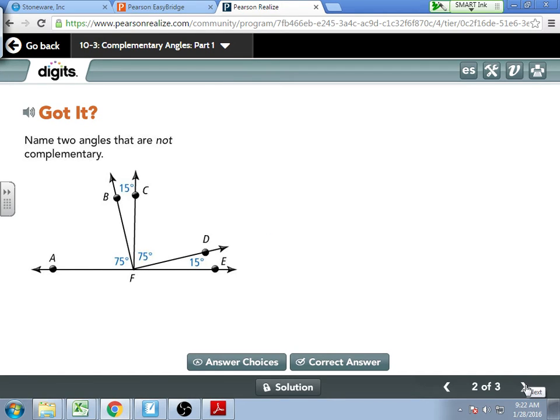So, two angles that are not complementary here. Name two angles that are not. Now, remember, you have to name them with the 3-point naming. We'll call on a couple people. Ethan, I haven't talked to you yet today. BFC and DFE. So hold on. Angle BFC and angle DFE. Why'd you choose those? Because they're both 15 degrees. This angle and this angle definitely are not complementary.